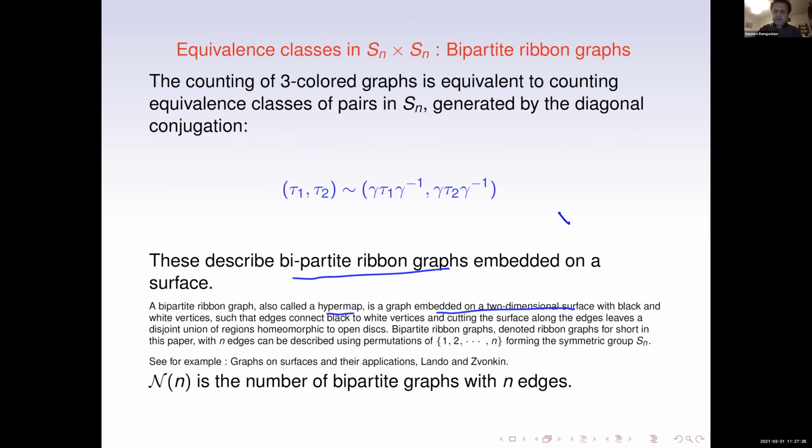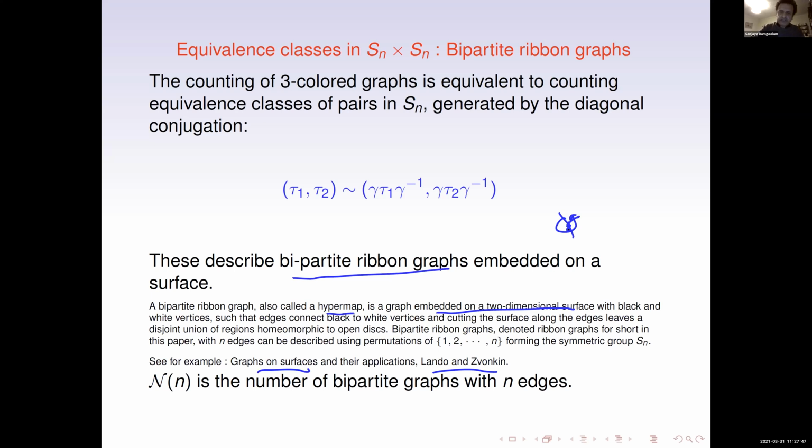And from a graph theory point of view, they are graphs with edges which have a local cyclic order around the vertices, which comes from embedding the graph on a surface. This has been well studied, for example, in books on graphs on surfaces.